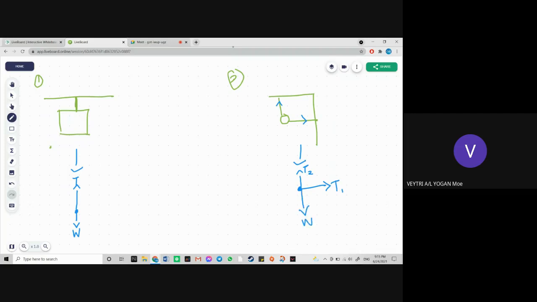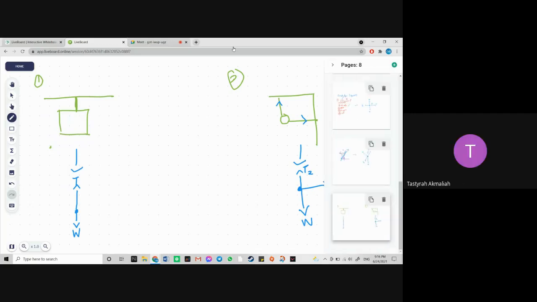Okay. Any questions before I move on to the tips in answering questions for this chapter? Yes, CJ. Kalau macam buat free body diagram, lepas tu dia bagi angle, kita kena tulis juga angle tu? Oh, not necessarily. Oh, okay.